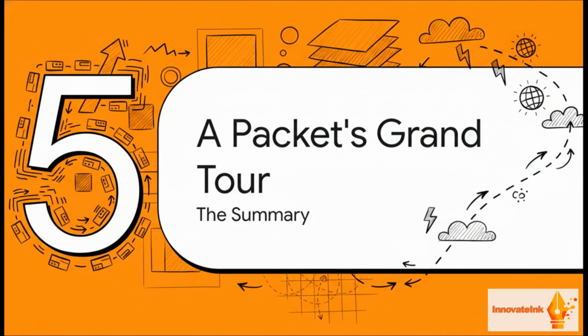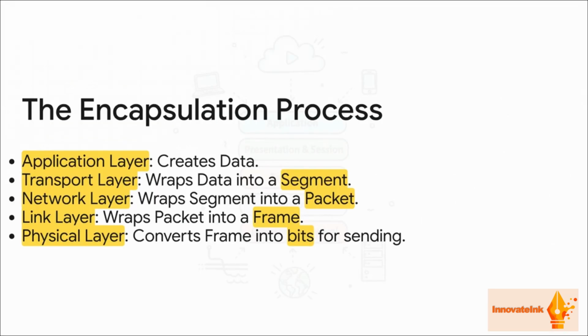Whew, okay, let's just take a breath and recap. We've just followed a simple click as it got dressed up, layer by layer, getting prepared for its journey. Let's quickly walk through that layering process one more time. This process, encapsulation, is the absolute key takeaway. It starts as data, the transport layer wraps it into a segment, the network layer wraps that into a packet, and the link layer wraps it one last time into a frame. It's like a set of Russian nesting dolls. Then, once it arrives, the receiving computer just unwraps all those layers in the reverse order to get back to the original message. It's an incredibly elegant solution.